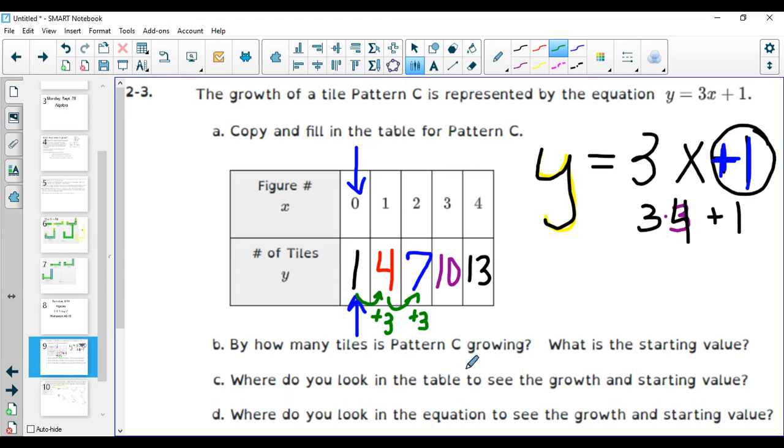To find that growth in the table, as x goes up by 1, what is the y value increasing by? That's pretty simple. What did we start at? We're always referring to a starting value when x is equal to 0. We see that same thing in the equation. If x is 0, our starting value is always going to be the constant that's being added on, and our growth is always going to be the coefficient of x, or that value that's being multiplied by x.